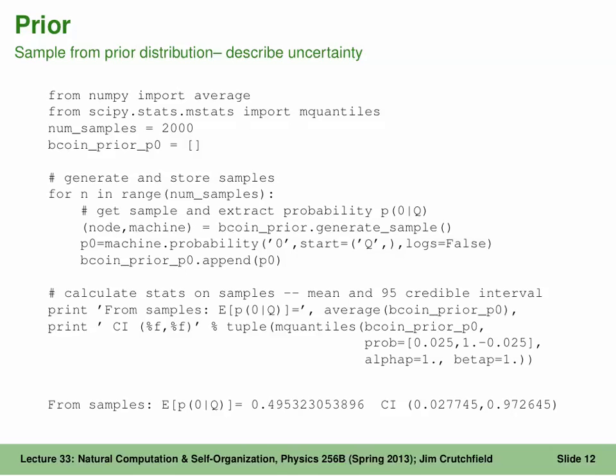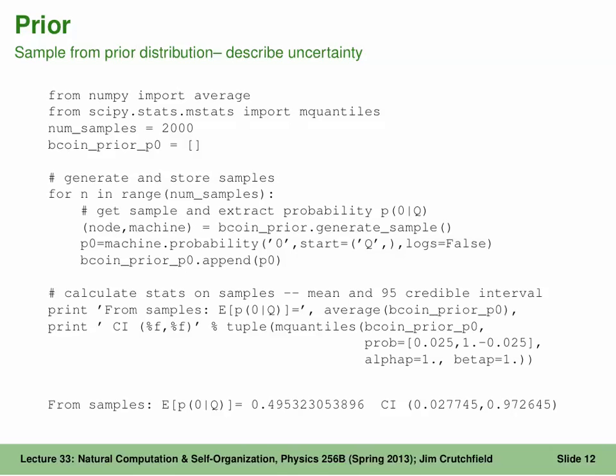So that's what I'm doing here. I have an empty list, and then I go through a loop 2,000 times. This particular thing says generate sample, and what I actually get back is a start state, which doesn't make sense now, but will when we get to the next example, and a particular machine. So it gives me back a machine with particular values for probability of 0 given Q and probability of 1 given Q. Because this is just the prior, these will vary from anything between 0 and 1, subject to the constraint that they sum to 1.